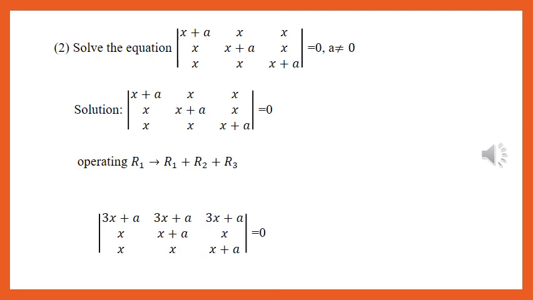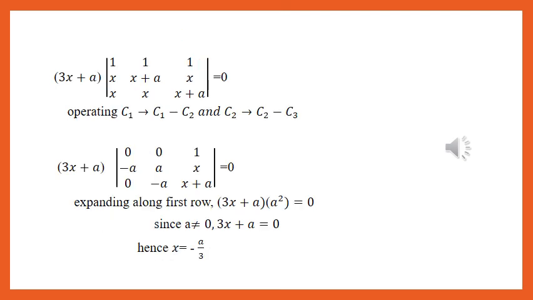So let's factorize, or let's get the value of the left hand side in factor form. Left hand side as factors. Let's get the value of the determinant as factors. So let's have the operation R1 plus R2 plus R3 on R1. So we have determinant 3x plus a, 3x plus a, 3x plus a, x, x plus a, x, x, x, x plus a equal to 0. Now we see that 3x plus a is common in R1 that we can take out.